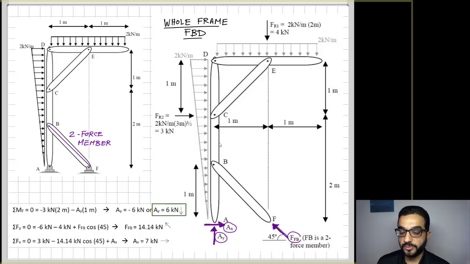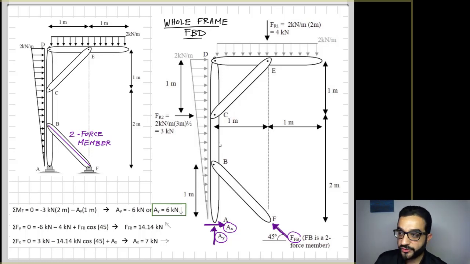So the trick here is to apply the sum of the moments, because once you apply it correctly around a point, if you pick the right point, you will be able to eliminate the moment from as many unknowns as you can. You will end up with one unknown.